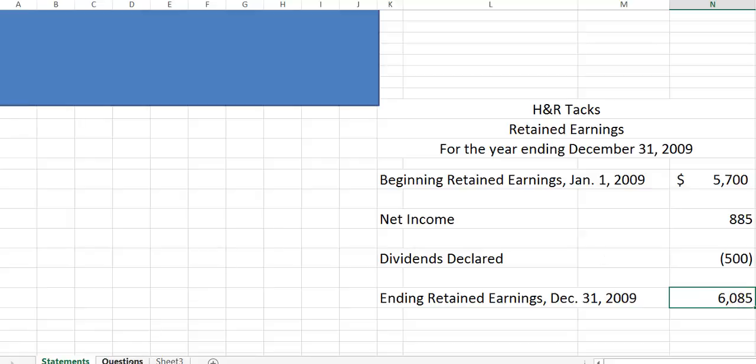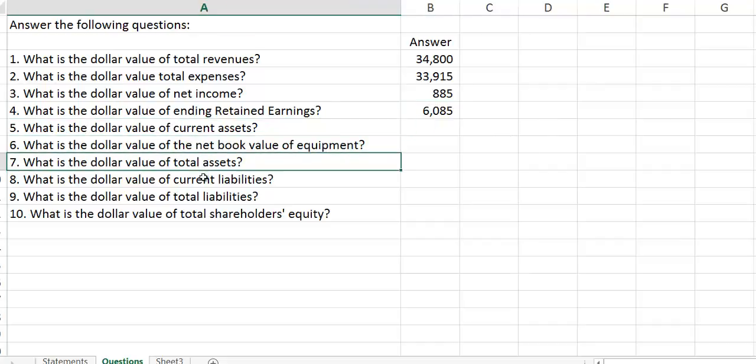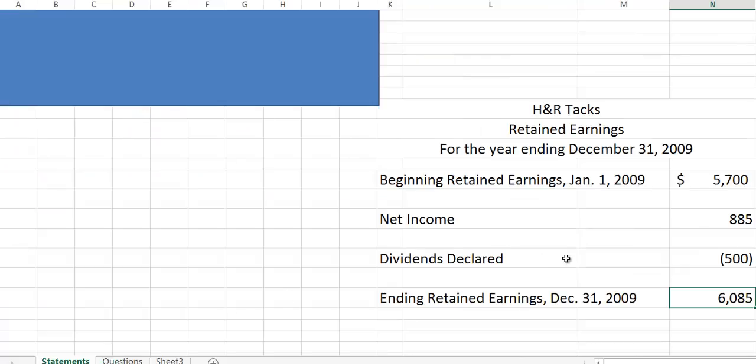But before we get there, let's make sure that we know where we're going to get our ending balance for retained earnings, and we're going to use it on the balance sheet. Now, I've asked you several other questions here, but again, we're going to need to do the balance sheet in order to get those answers. So let's go in and do it.